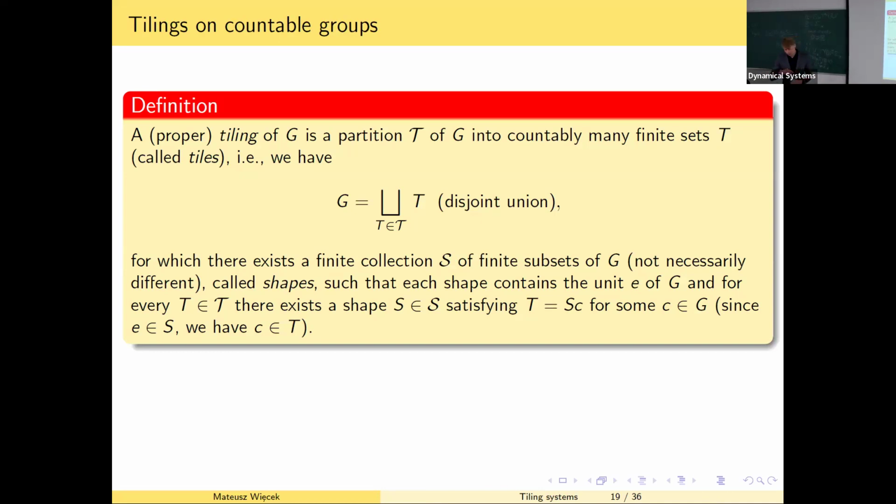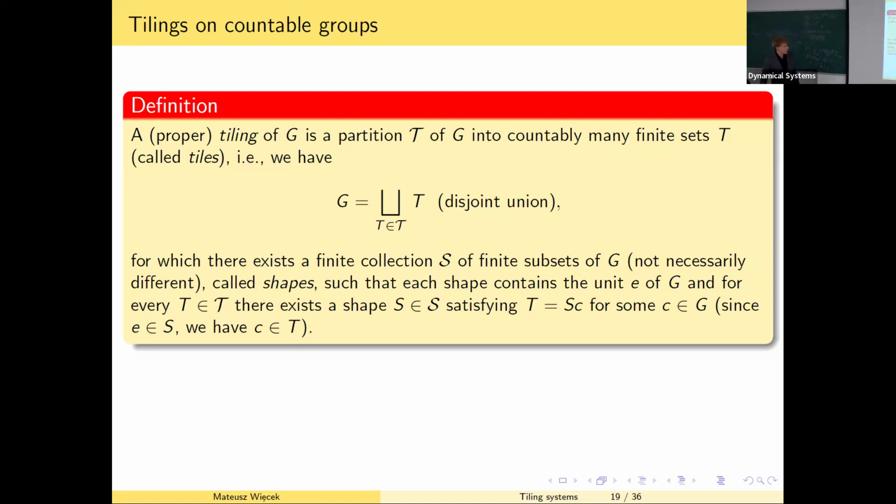So firstly, a tiling on a countable group is simply a partition of this group into countably many finite sets, which are mutually disjoint. A tiling is also called proper if this partition has the property that there exists a finite collection of subsets of G, each containing the unit, such that every set T from this partition is called a tile.